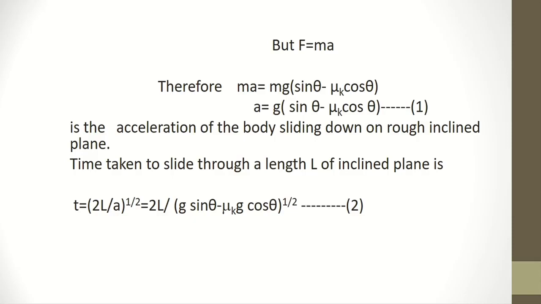Now, the time factor. What is the time taken by the body to reach the bottom of the plane? It is given by t equal to square root of 2L by a. Already we have solved this in the last problem. Here, a from equation 1 is g sin theta minus mu k g cos theta. Substitute here. So the total result is t equal to 2L by a, that is, 2L divided by g sin theta minus mu k cos theta, whole to the power of half. So, this represents the time factor.